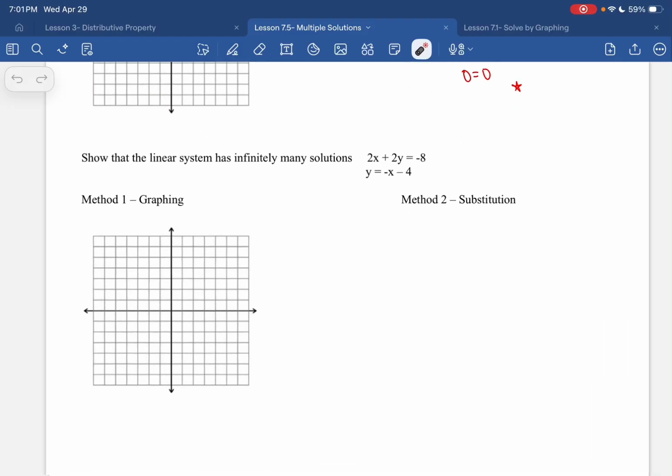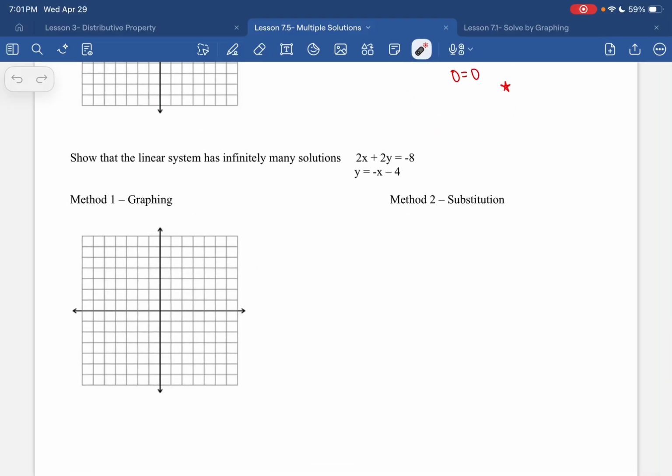Okay, I want you to do this next one on your own, for practice. And then you can check back in with your group, or you can check back in with me for the answers.